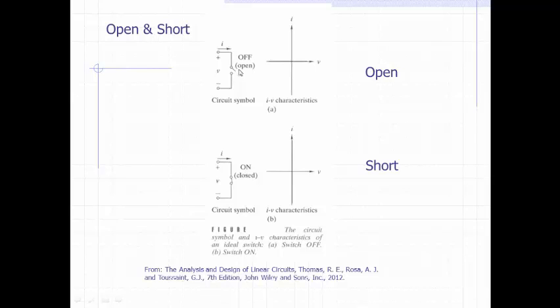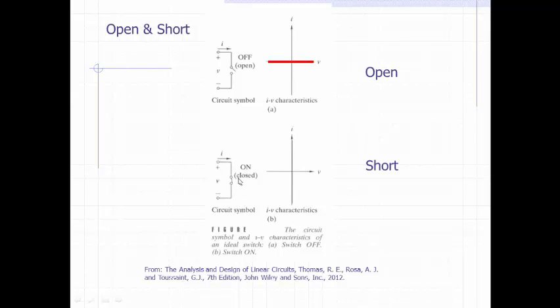When you have an open in a circuit, there's no current that goes through it. So you don't have current. All the current will be zero.